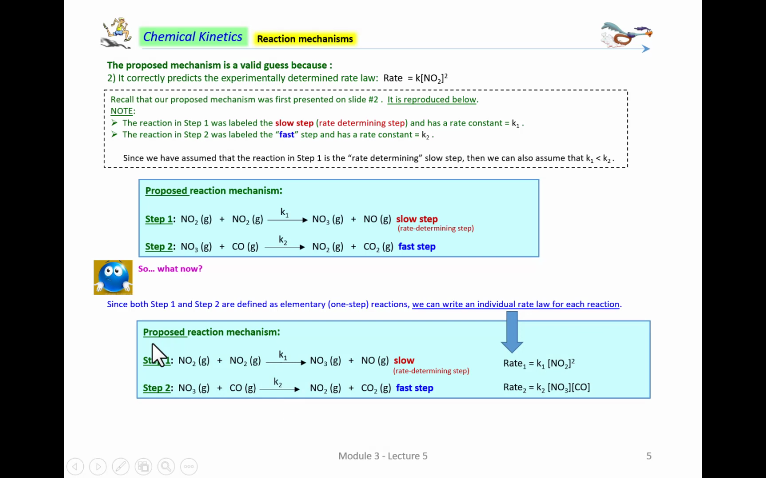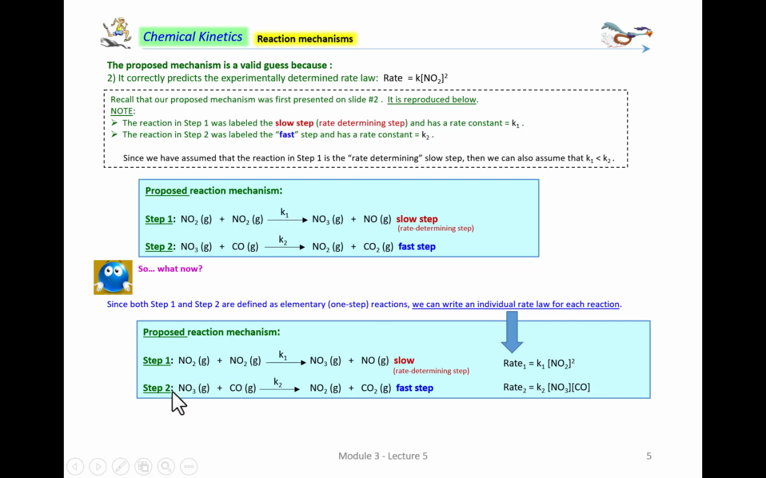Here's again our proposed reaction mechanism. And across from step 1, I've written a rate law for step 1. I've said the rate law for step 1 is: rate of step 1 equals the rate constant for step 1 times the NO2 concentration squared. I'm saying that because there's two NO2s here, and we're basically adding up these coefficients and putting them right there.